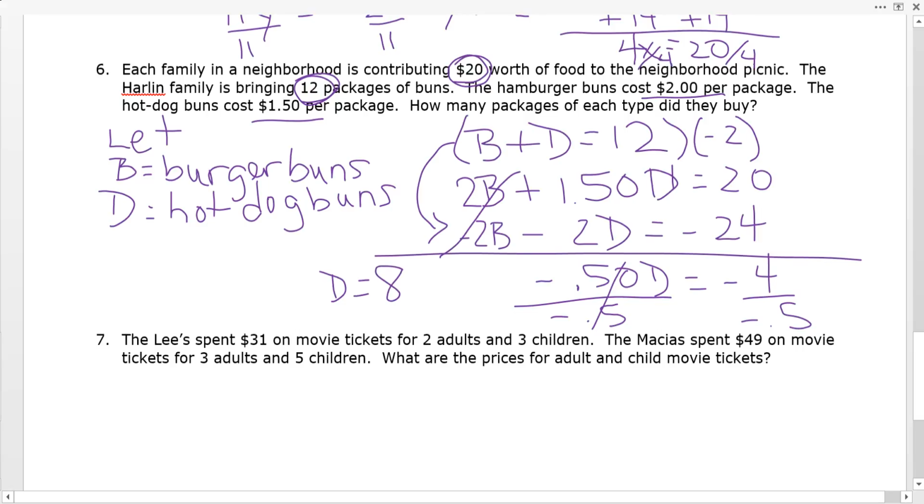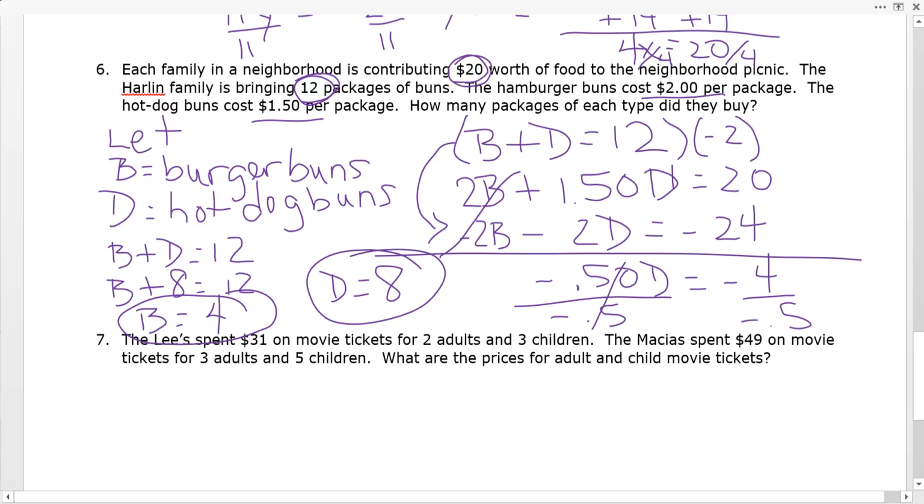I'm going to take my D back into my burgers plus dogs equals 12. Burgers plus 8 equals 12. Hamburger buns equals 4. So I have 4 packages of burger buns, 8 packages of hot dog buns. That equals 12. And if I do 2 times 4, burger buns are $2 each, that's $8. 8 times $1.50, that's $12. So $8 plus $12 is $20. So it checks out.